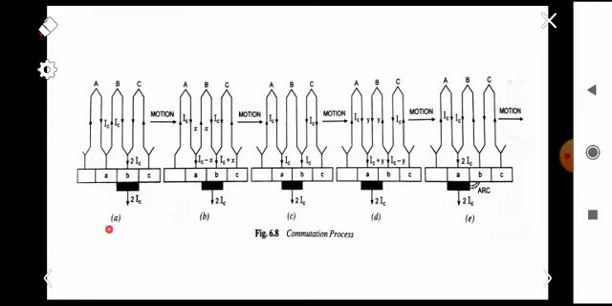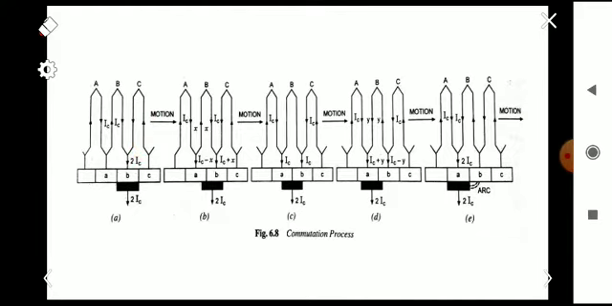Initially, as shown in figure 6.8 A, all the current from the armature path to the left of the brush, where the brush is located on commutator segment B, passes through coil B. And all the current from the armature path to the right of the brush passes through coil C. This is coil B, and this is coil C.